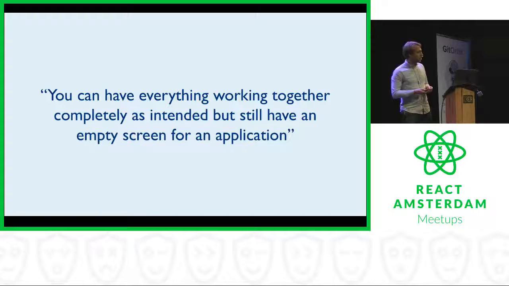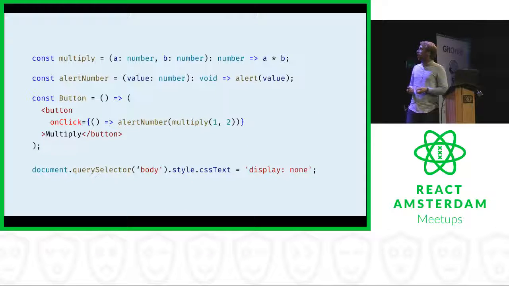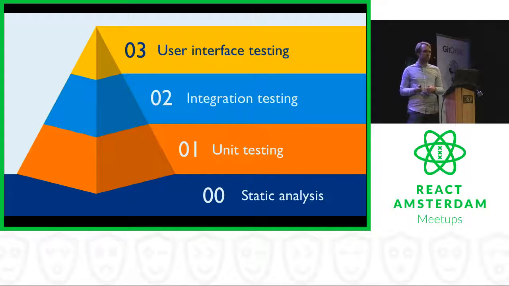But again, you can have everything working together completely as intended, but still have an empty screen as an application. Let's take this for example. There's someone who wrote this beautiful piece of code which would hide the complete application. It could be some weird script someone left somewhere as a joke, or I don't know, but it could happen. That brings us to the final layer of the testing pyramid, which is the user interface testing.